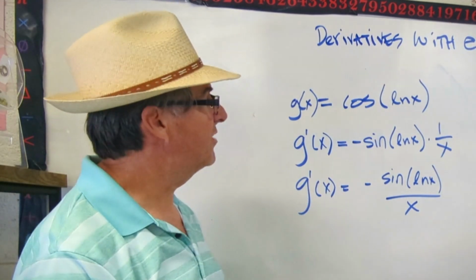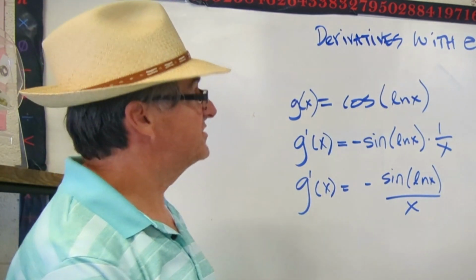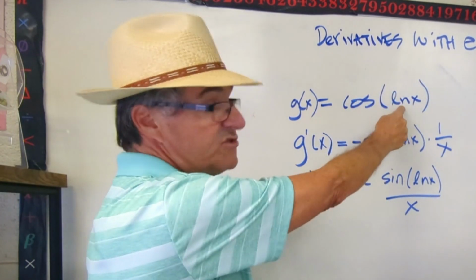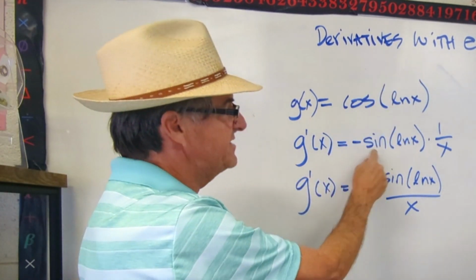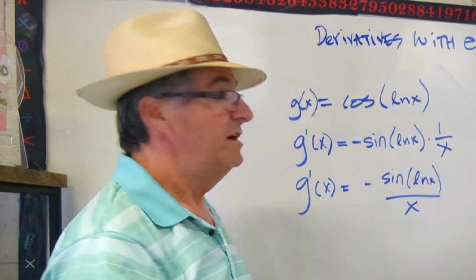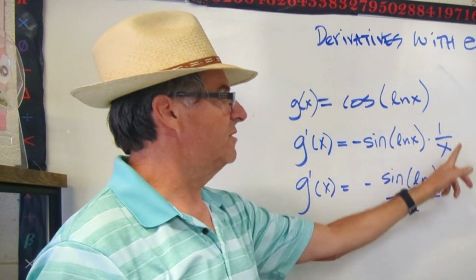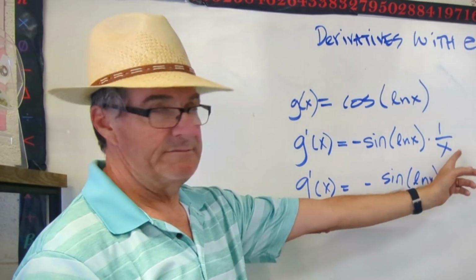Okay, chain rule problem. Derivative of the outside. That would be cosine of something. Cosine of the natural log of x. So we get minus sine of the natural log of x times the derivative of the inside. The derivative of the natural log is 1 over x. So that's my next step.